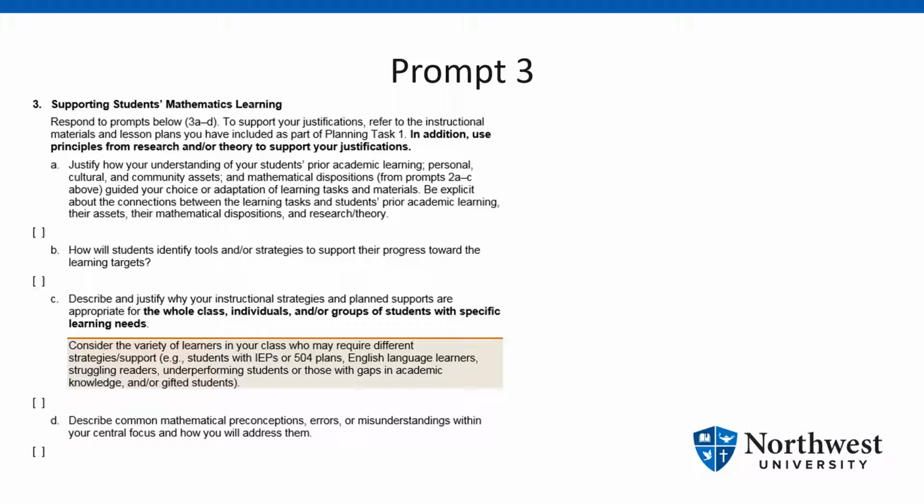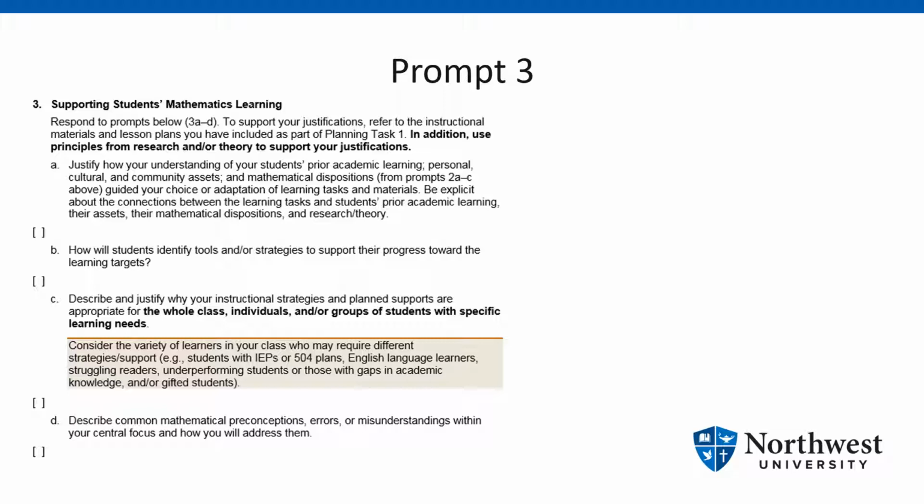In 3A, it says, justify how your understanding of your students' prior academic learning, personal, cultural, and community assets, and mathematical dispositions from the previous prompt guided your choice or adaptation of learning tasks and materials. Be explicit about the connections between the learning tasks and students' prior academic learning, etc. When it tells you to be explicit, it means you should be quoting. You should be saying the connection between my students' prior knowledge, which was this, and the instructional materials, which is this, is as follows. You are going to be citing and quoting and making an explicit connection between the materials you've developed and the students in your room and their needs that you have just described. And as I said, and I'll say again, you cannot be too specific in this process.